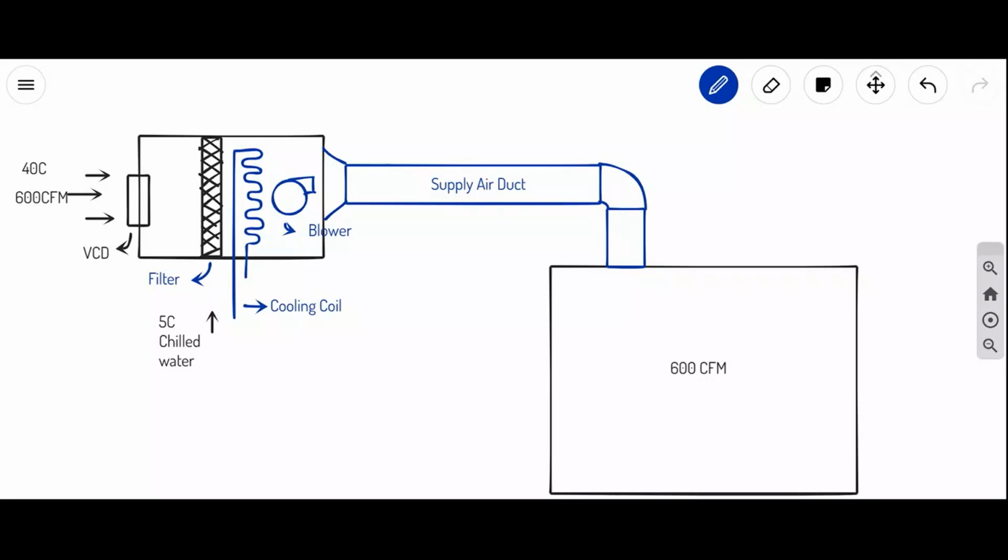Aluminum sheet or flexible duct is used. It may be with aluminum sheet or GI sheet, right? GI, yes sir. So those are good conductors of heat.